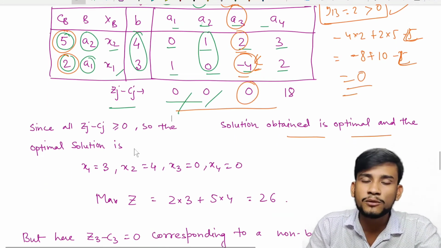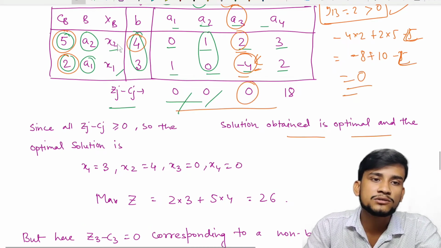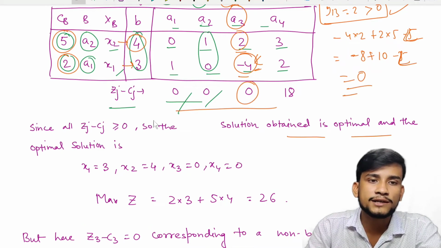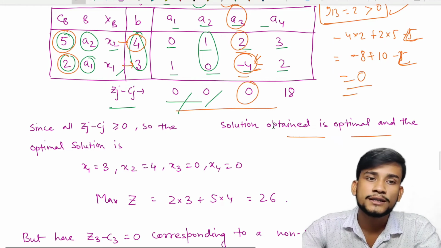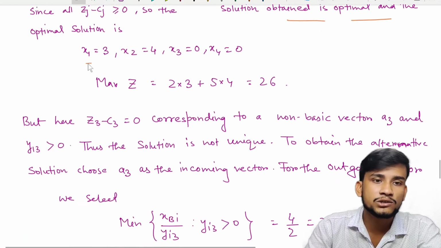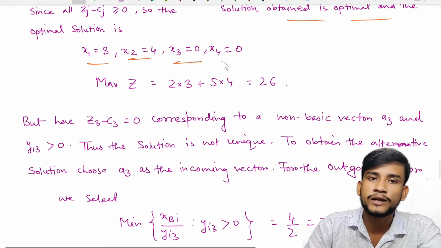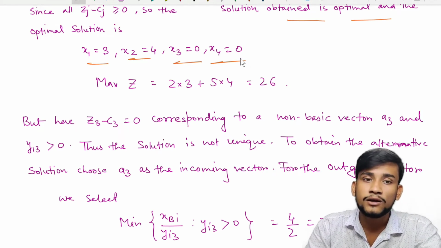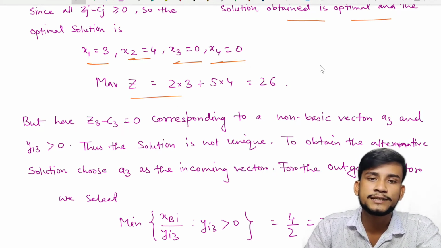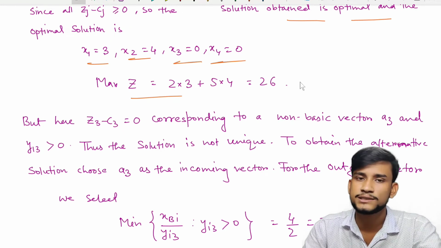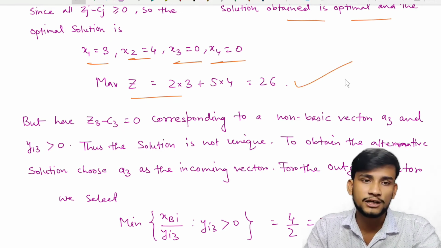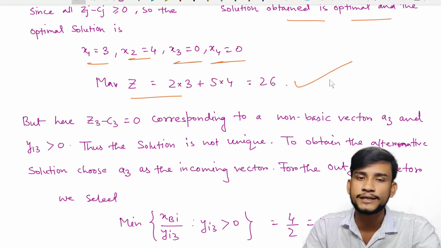And how do we write the optimal solution? These are the solutions. So x2 equal to 4 and x1 equal to 3 and the remaining variables are 0, that is x1 equal to 3, x2 equal to 4, x3 equal to 0 and x4 equal to 0 gives the optimal solution. And max z, we just put the values of x1, x2, x3 and x4, we get 26, that is the maximum value of z equal to 26.